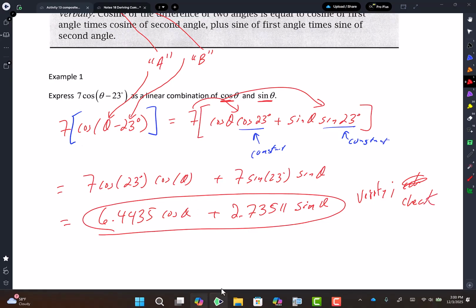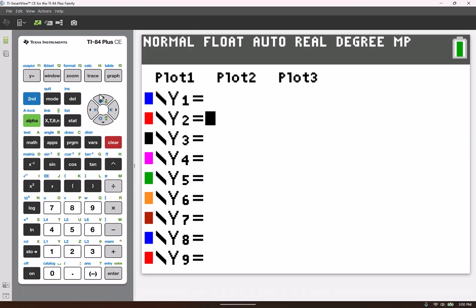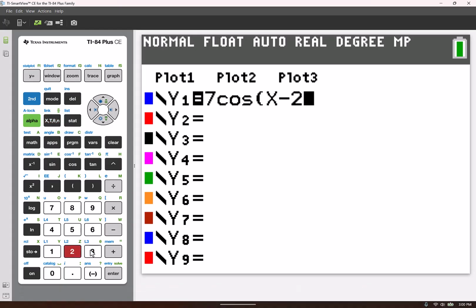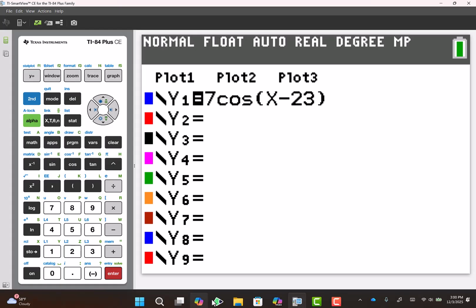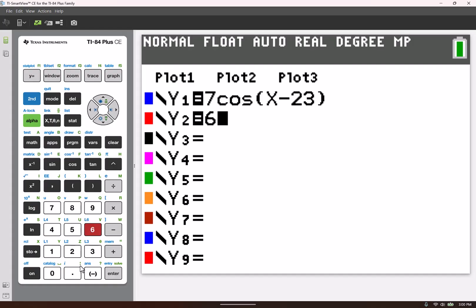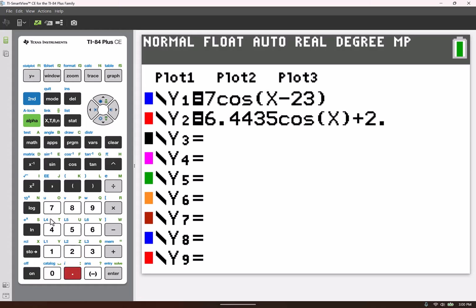All right, so I'm going to type that into my calculator. I'm just going to go to Y1, and give me the original. What was it? 7 cosine X minus 23. Okay. And then on this one, I'm going to type my new one. 6.4435. It's a little rounded, but that's fine. 6.4435 cosine X plus 2.73511 sine X. Let's see if that's the same.